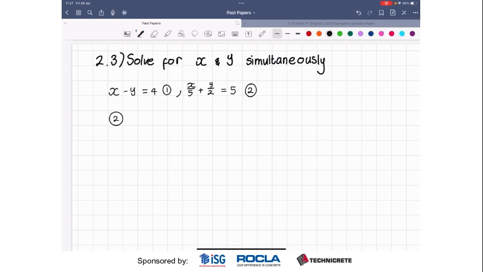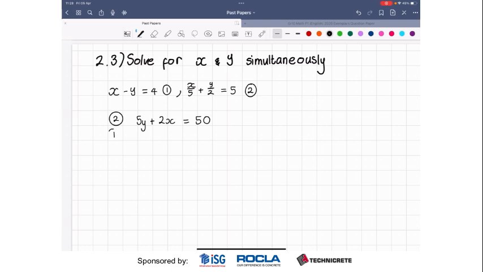Okay, by cross multiplying. So I'm going to multiply the 5 by both of these denominators, the 2 and the 5, so it's going to be 5 times 10, which is 50. Then the x is going to be multiplied by 2 to be 2x, and the y is going to be multiplied by 5, and it's going to be 5y. So my new equation 2 looks like this.